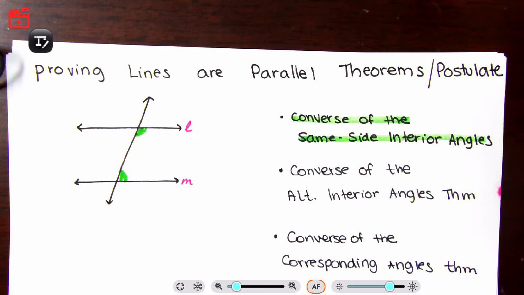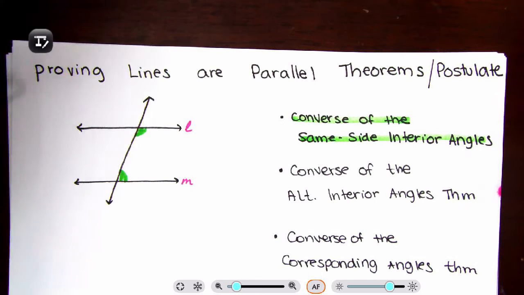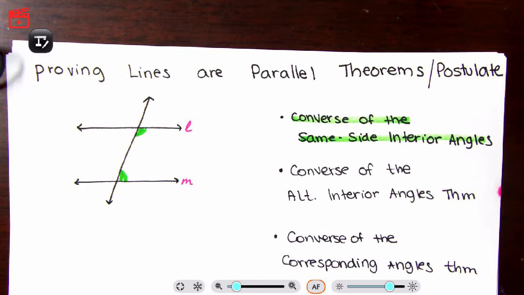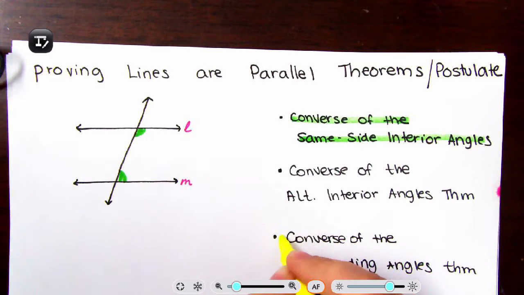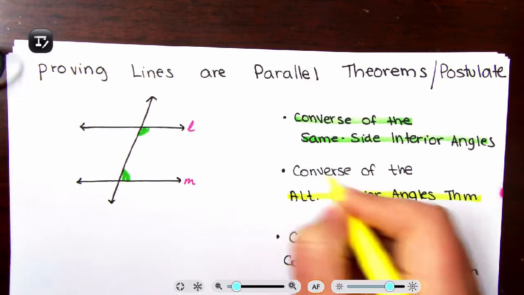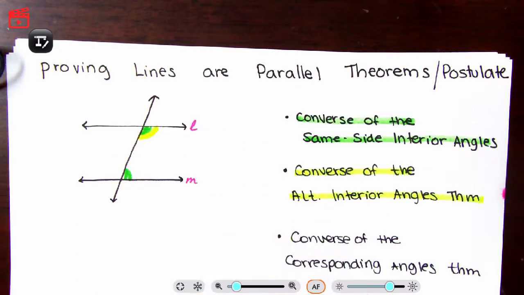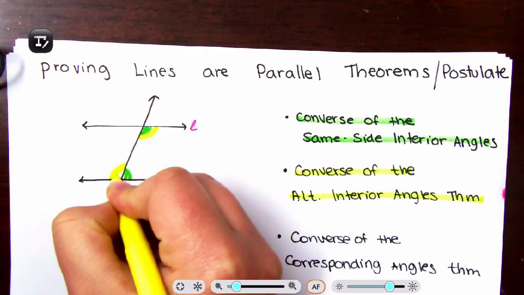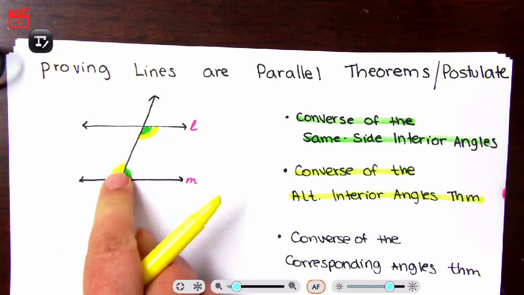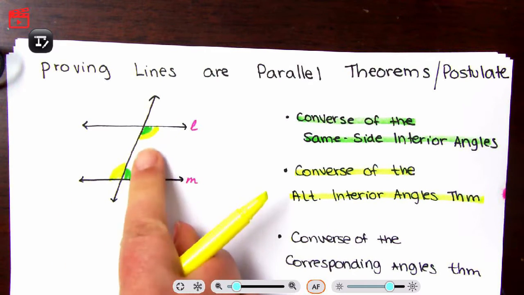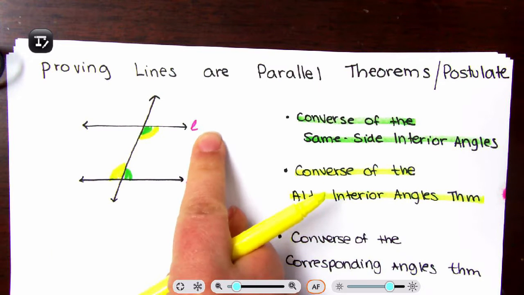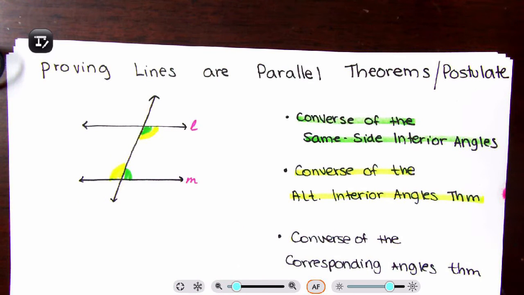Another one that we can use is the alternate interior angles theorem. Alternate interior means if I have this angle right here and this angle right here, again, the yellow is touching line M, the yellow is touching line L, therefore we can prove using the alternate interior angles converse theorem that those two lines are parallel.